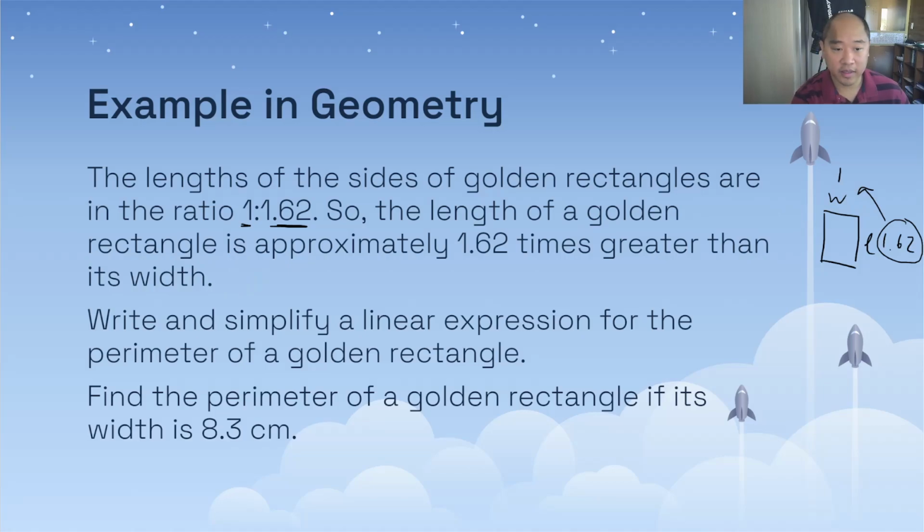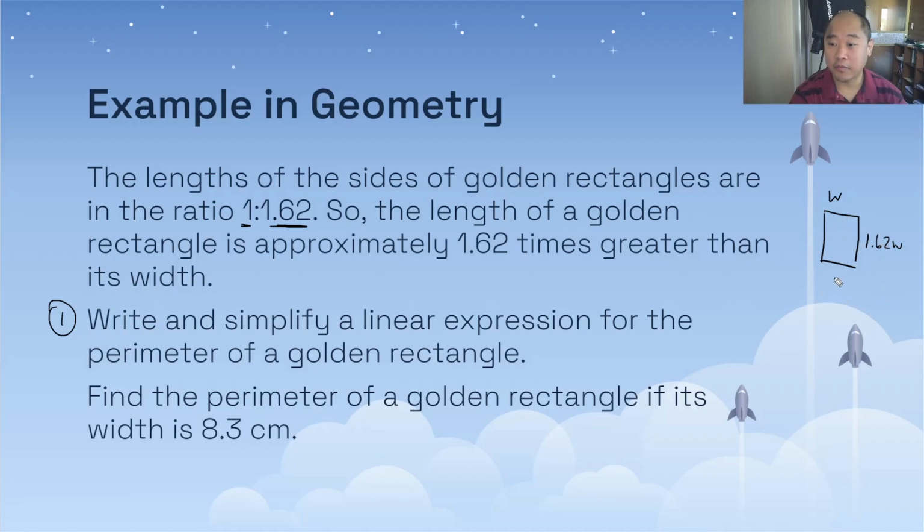So we're going to write a linear expression for the perimeter of a golden rectangle. All right, well, we don't know the width of this rectangle, right? So we're just going to call that x. Or actually, let's call it w. That makes a little bit more sense. But we do know something about the length, right? The length is 1.62 times the width. So instead of writing length here, we're going to write 1.62 times the width.